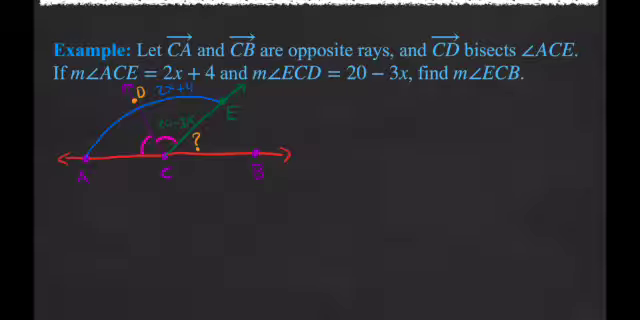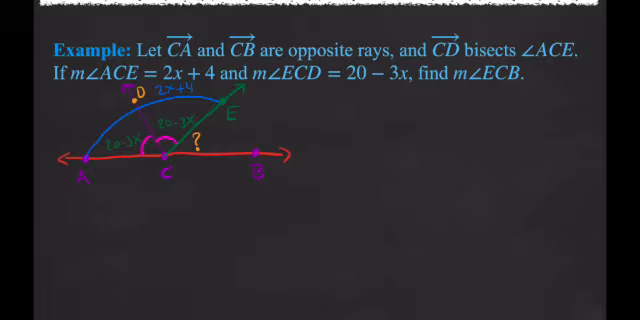By the way, if ECD is 20 minus 3x, what is ACD? It's also 20 minus 3x because they are the same measure. They are the same angle, basically. They are congruent. So this would also be 20 minus 3x.